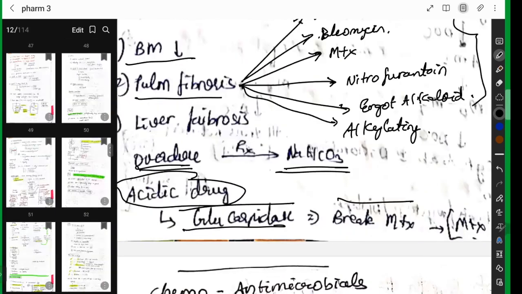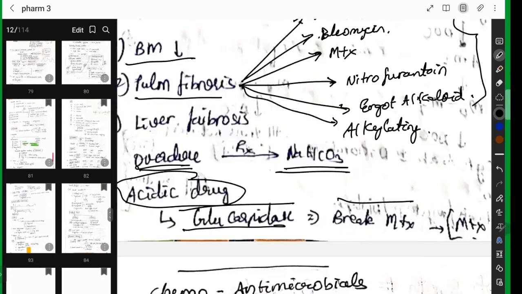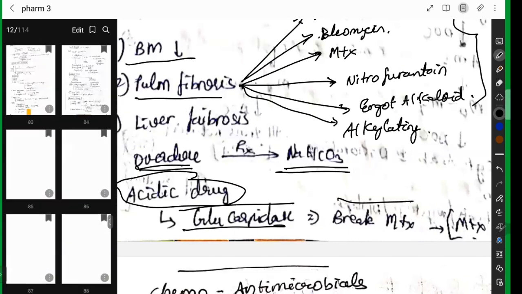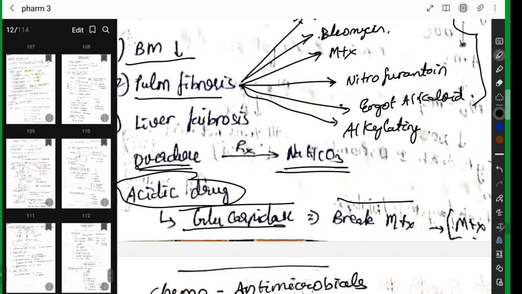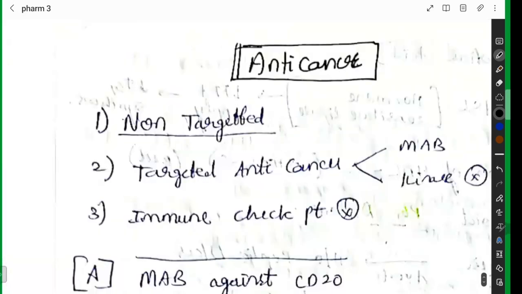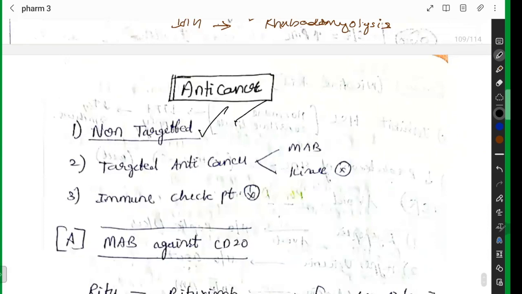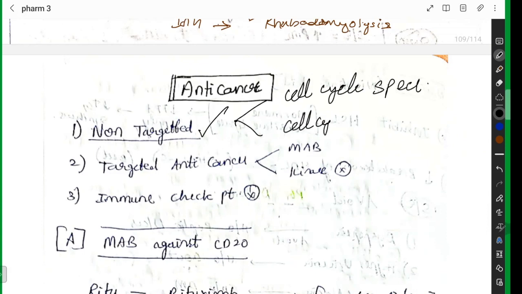So what is the last part of anti-tumor drugs? Now what we have seen is the non-targeted cells. Now non-targeted cells we divide into two. One is cell cycle specific drugs, and we have seen cell cycle non-specific drugs. So what are the drugs which we saw in the M phase?